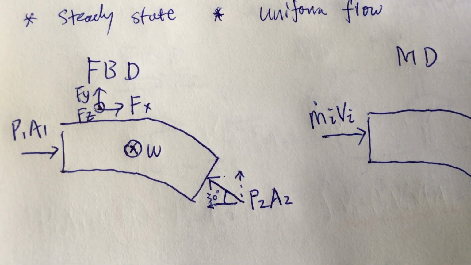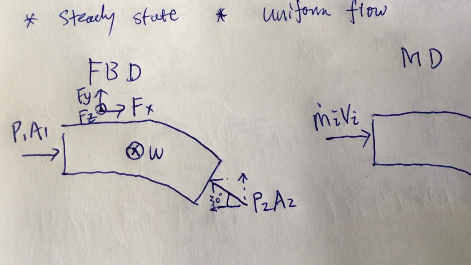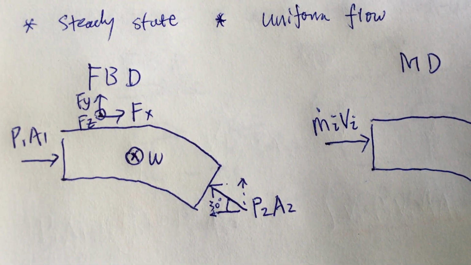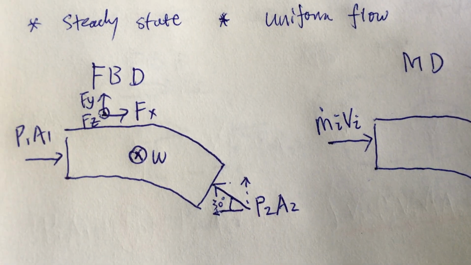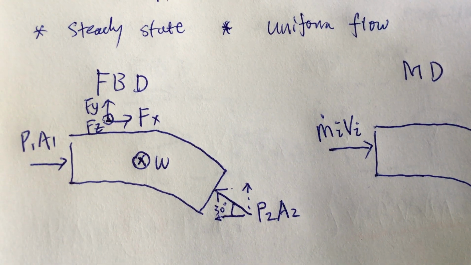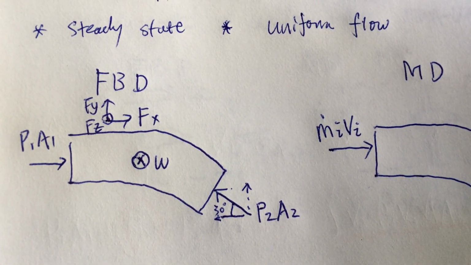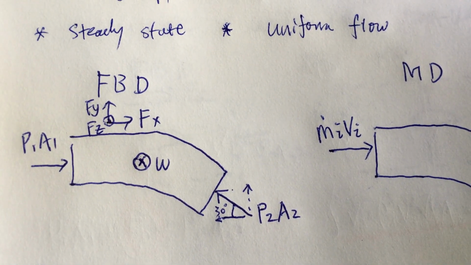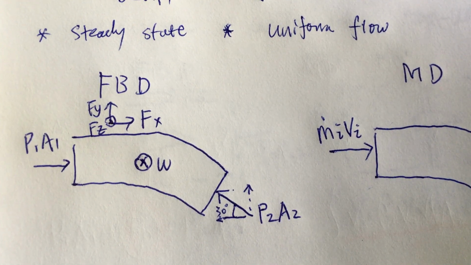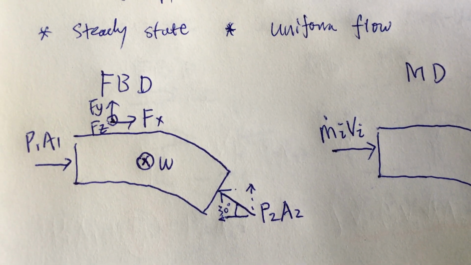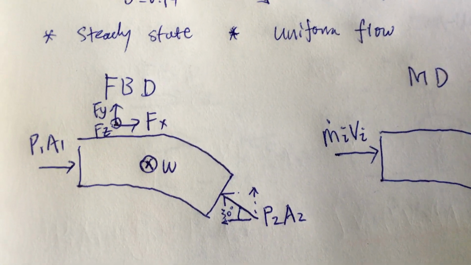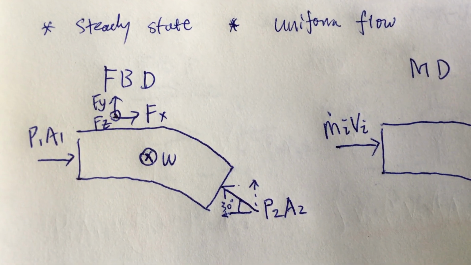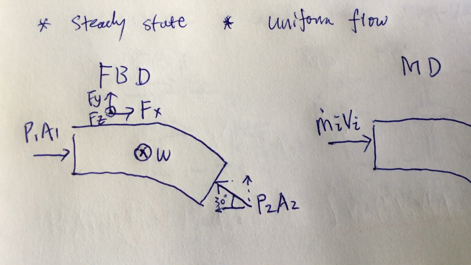What are the other forces? You have a weight. It's the total weight, not only the weight of the empty bend. It should be the total weight, W, going downward. X, Y, Z: a positive Z is going out of the paper, so the weight should be in the negative Z direction, going downward. Then you have the pressure forces, P1A1 and P2A2. In this problem, at the outlet you have 30 degrees, so in the real calculation your outlet pressure force should also be separated into X and Y components for the calculation. These are all the forces.